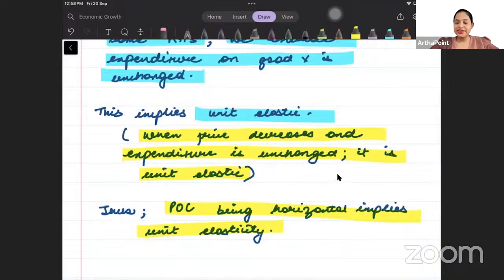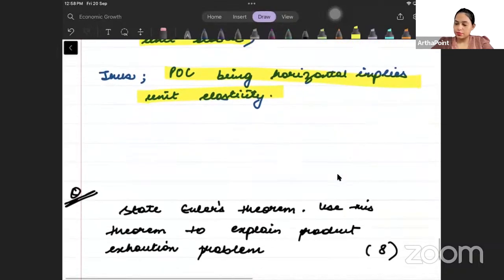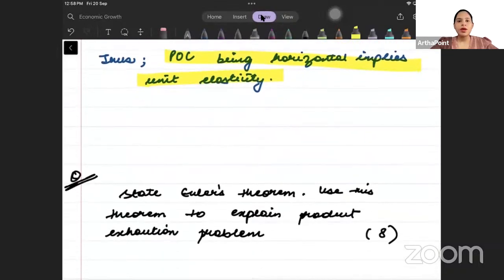Let's move on to the next question. State Euler's theorem. Use this theorem to explain the product exhaustion problem.